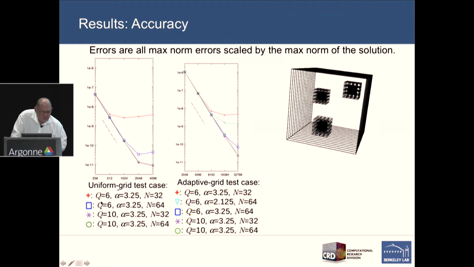And there are various other trade-offs. If you stay at q equals 6 and take n equals 64, so double the patch size, that has a big moment, a big lever arm for your error. You're down here in that area.